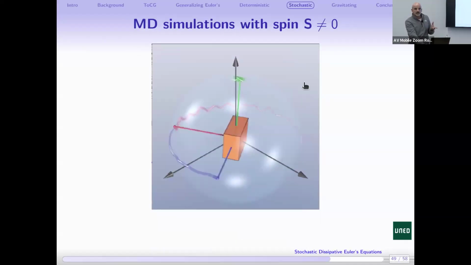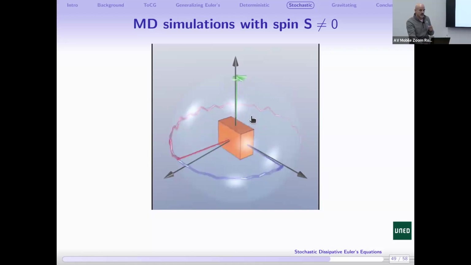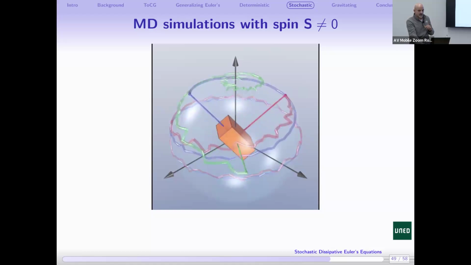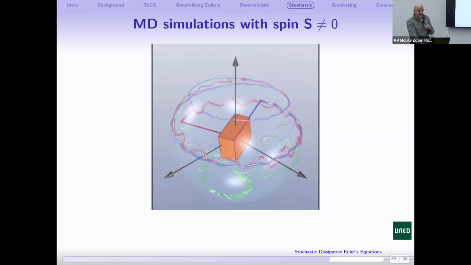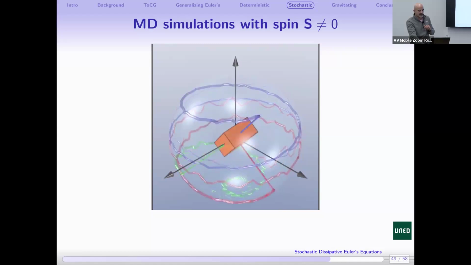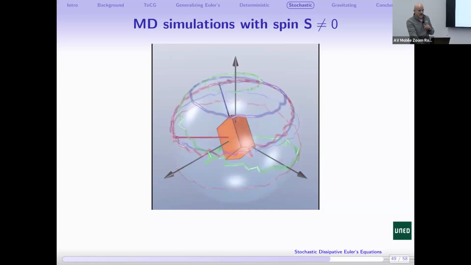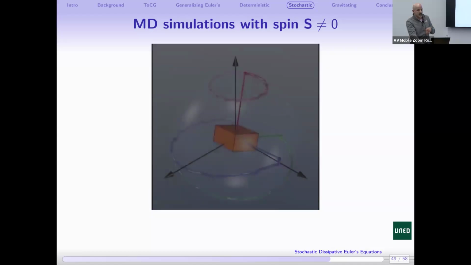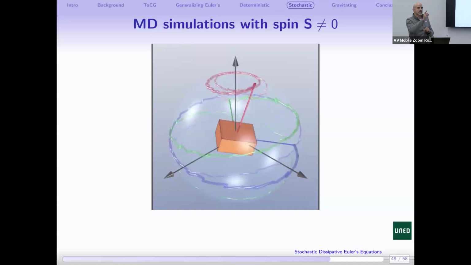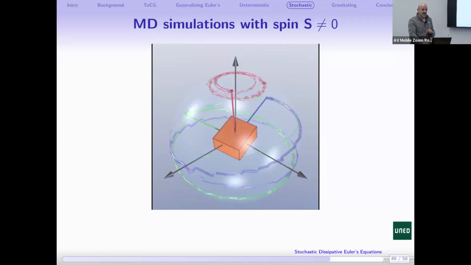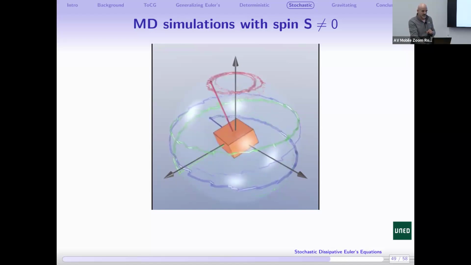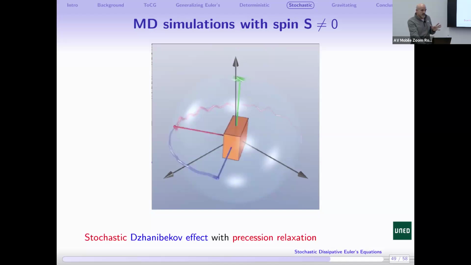Now we can go to the case that we have a certain angular momentum. And what we see is a sort of Dzhanibekov effect, a stochastic Dzhanibekov effect. Initially, it goes up and down. And if we wait sufficiently long, after a long time, it's doing that. So it is trying to spin around the major axis, of course, affected by thermal fluctuations. So it's a stochastic Dzhanibekov effect, but eventually it dies into a precession relaxation.